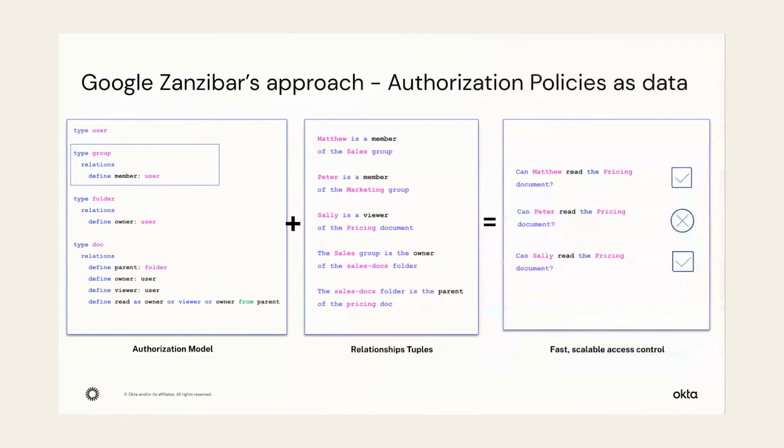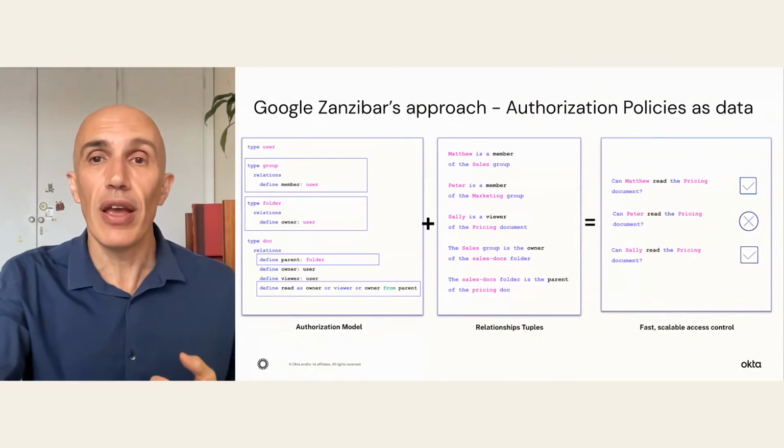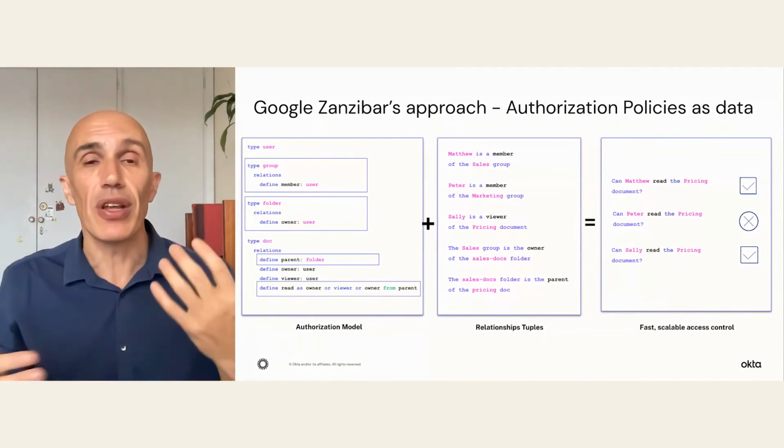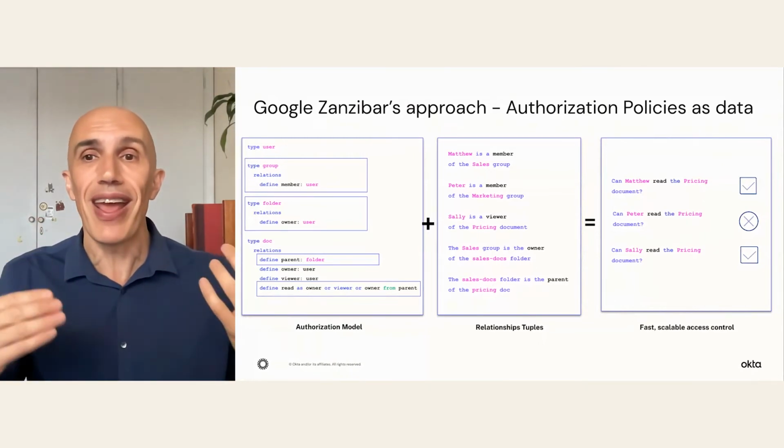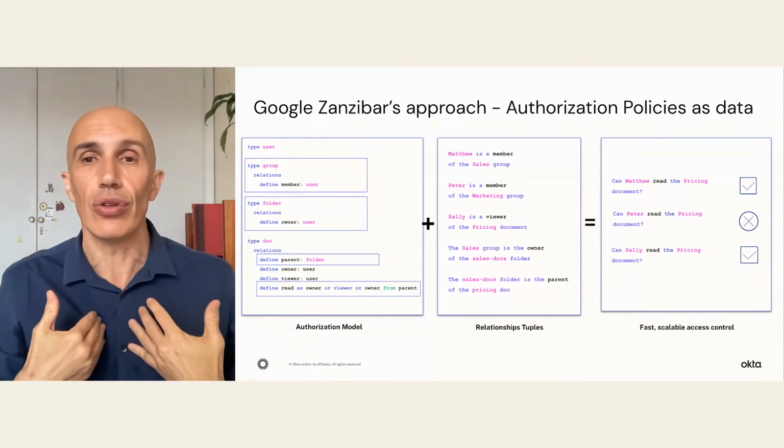In this case, we are saying that a group has members, which are users, that a folder has an owner, which is a user, that a document has a parent, which is a folder, and that to read a document, you need to be the owner of the document, a viewer that is explicitly assigned to the document, or the owner of the parent folder. So we are defining an authorization policy by defining the relationships between the different attributes of the different entities that are used in our application.